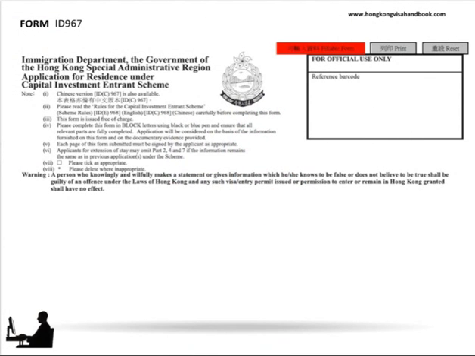Hong Kong Immigration Department Form ID967 is used to initiate an application under the Capital Investment Entrance Scheme. The Hong Kong ID have put out a detailed set of rules which apply to the administration of the scheme and the granting of approvals, and the form should be carefully considered and completed in light of those rules.